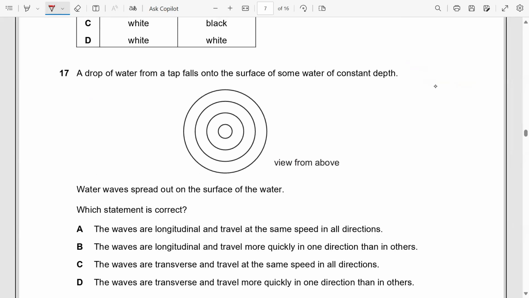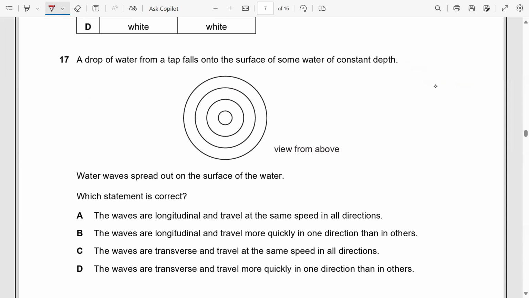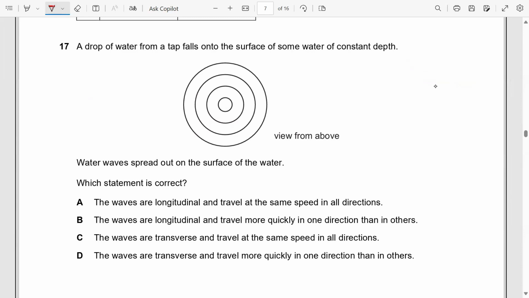A drop of water from a tap falls onto the surface of some water of constant depth. Water waves spread out on the surface of the water. Which statement is correct? C. Okay, the waves are transverse and they travel at the same speed in all directions, right?